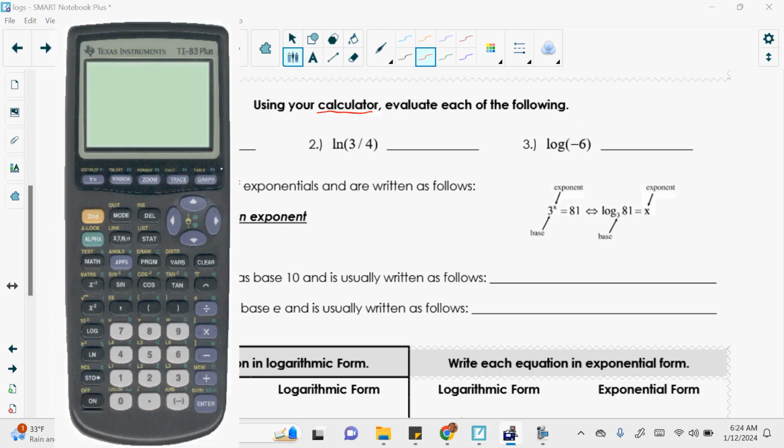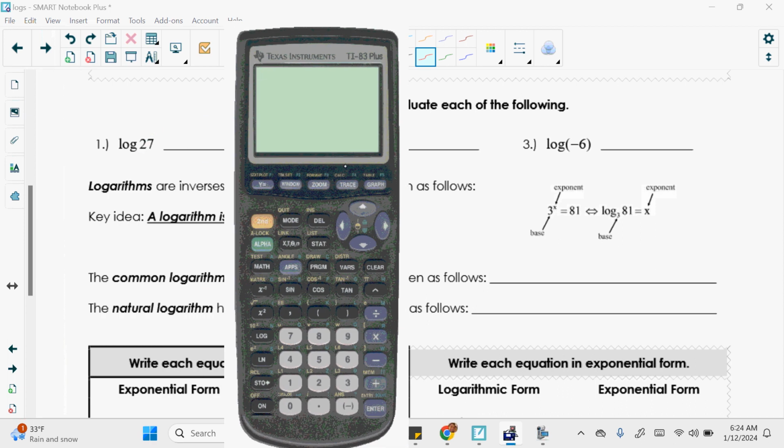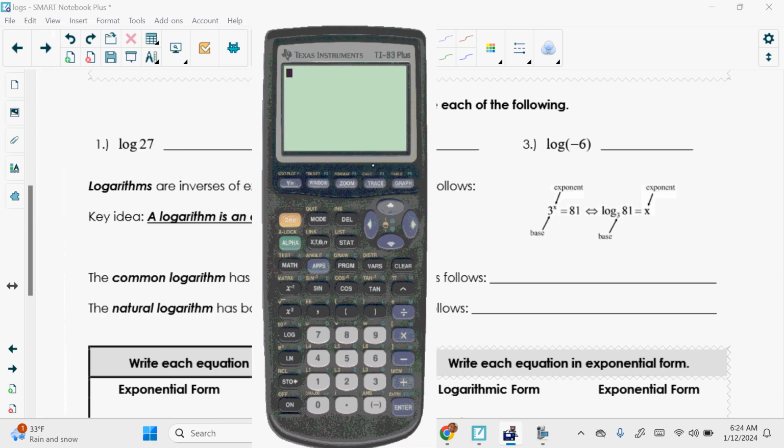First thing, turn on your calculator. On the left-hand side, you're going to hit this log button. You see this LOG. So we're going to hit log, and then we're going to type in 27. You can close your parenthesis or not, and hit enter. So you should get 1.4313.